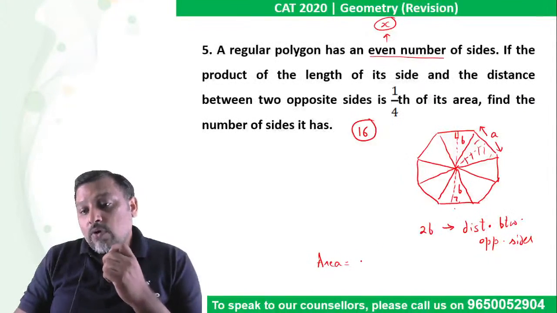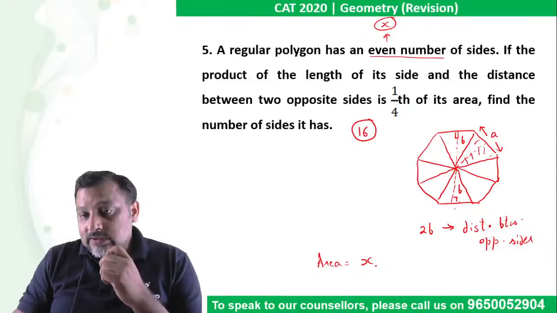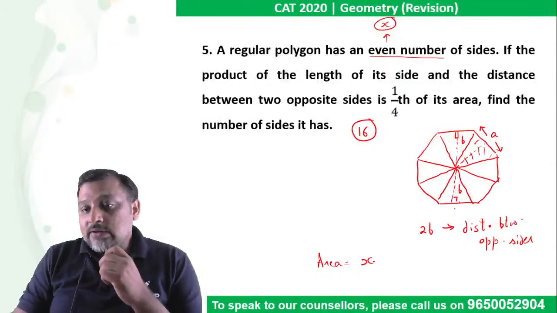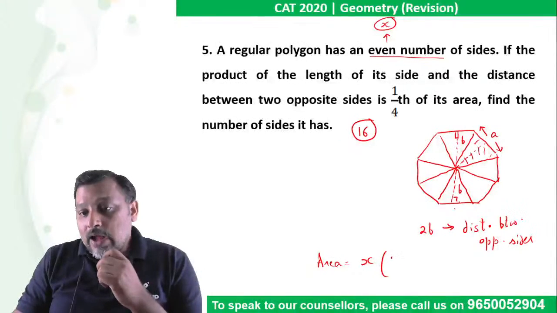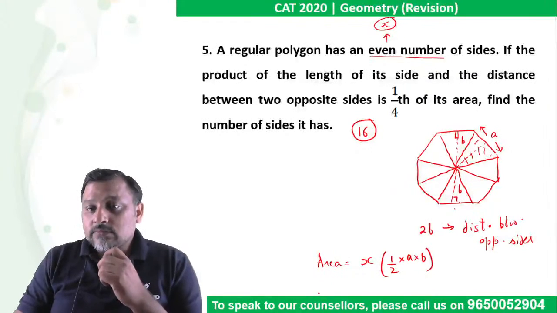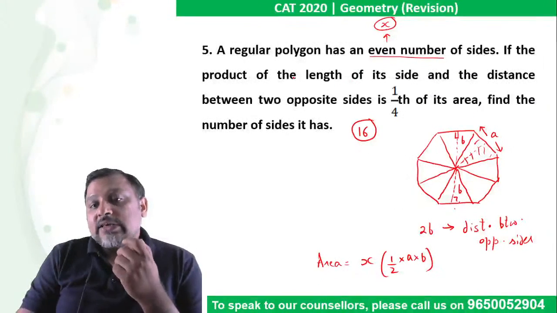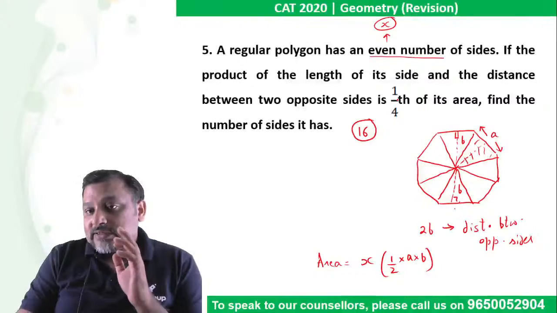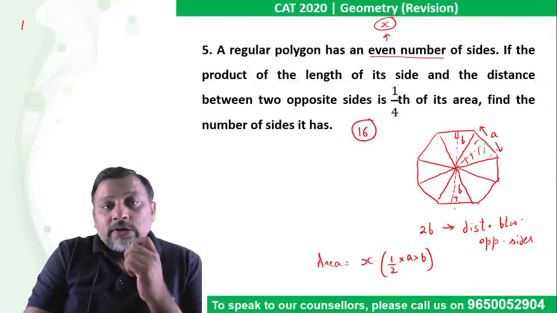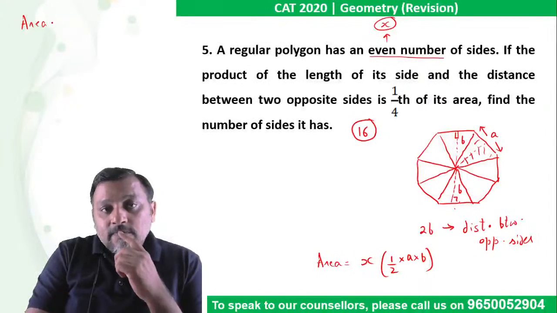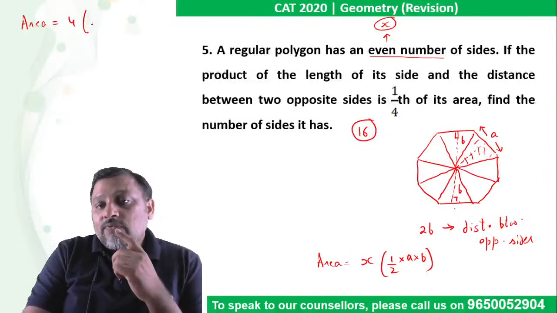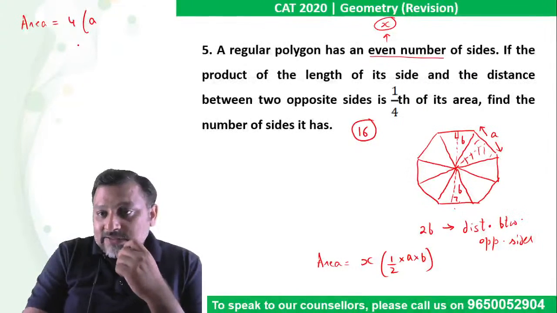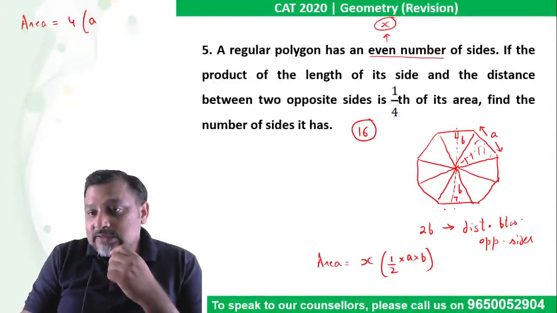can we say the area of the polygon can be written as the number of sides, which we have taken as x, into the area of one of these triangles. So the area of one of the triangles is half base into height. And there is one more relation given, that the product of the length of its side and the distance between two opposite sides is 1/4 of the area. Okay, so we can also write area as 4 times the product of the length of the side, that is A, and this distance which is 2b.